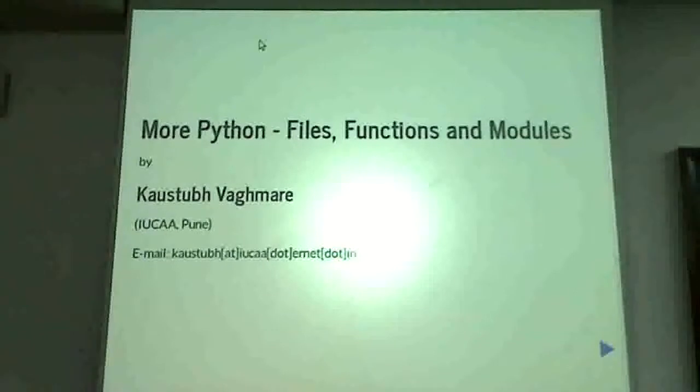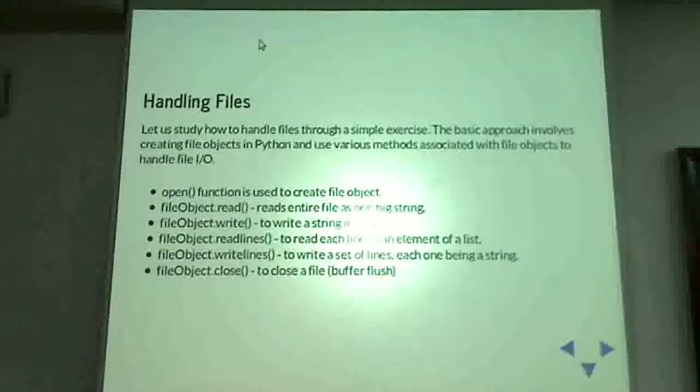Fine. So let's continue with today's three major topics: files, functions, and modules. We are going to look at an exercise today which will explain how files are handled in Python. The basic approach in handling files is to create a file object, which is sort of a handle on the file sitting on your hard disk, and then you use various methods associated with the file object to do reading and writing of the data within that file.